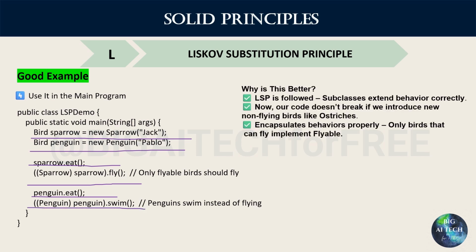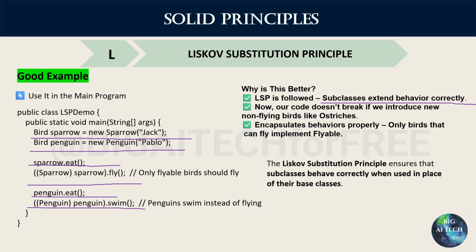So why is this better? It's following the LSP principle. Subclasses are extending behavior correctly. And now our code doesn't break if we introduce non-flying birds like ostriches as well, right? This encapsulates the behaviors properly and helps birds that can fly implement flyable. So if I'm adding a pigeon later, I can have the flyable as well. So it is following the Liskov substitution principle, which ensures the subclasses behave correctly when used in place of their base classes, right? This is clear.